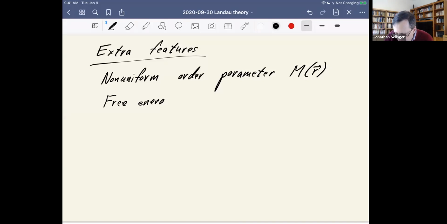Jonathan, please, I'd just like to interrupt you. Can we apply similar ideas to the solid to liquid transition?